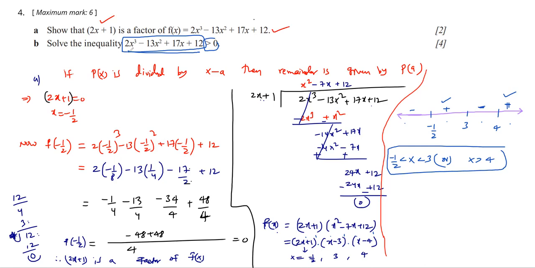Therefore, your given inequality is positive, that is greater than 0, when x is lying between -1/2 to 3 or greater than 4. In these 2 regions, your expression is greater than 0. That is positive. I hope it's clear. Let's move on to the next question.